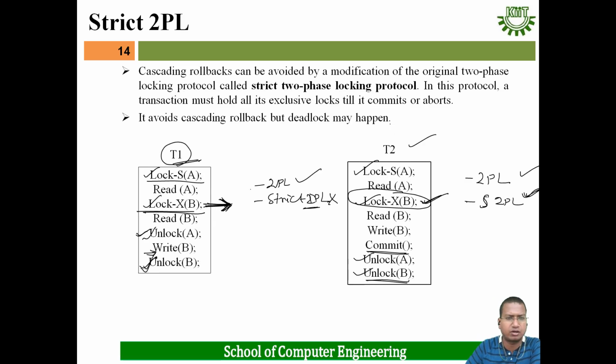In strict two-phase locking protocol, as we have seen, a transaction can release an exclusive lock after the commit statement, but rigorous two-phase locking protocol tells you that it can release any lock after a commit or abort statement. That means we will see whether transaction T2 follows rigorous two-phase locking, because lock S on A is a read lock and this is a write lock. Any unlocking of A and B is possible after the commit statement. That means it follows rigorous 2PL.